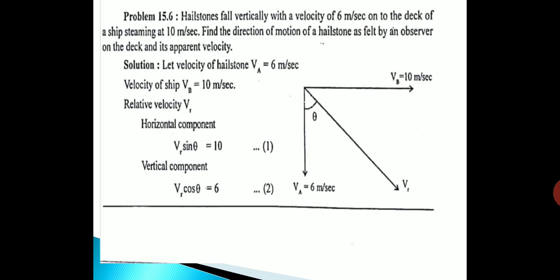Let Vr make an angle of theta with the vertical. Therefore, we get the components: Vr sin theta is equal to 10 and Vr cos theta is equal to 6. This is simple, we are just resolving Vr along the x-axis and y-axis, along which we know the velocities. Dividing 1 by 2, we get tan theta is equal to 10 by 6, or theta is 59 degrees.